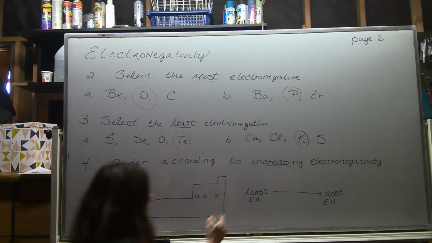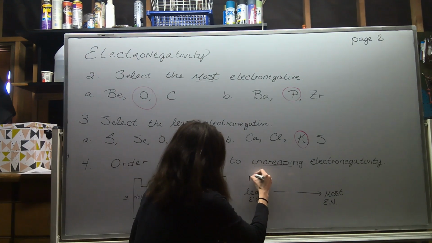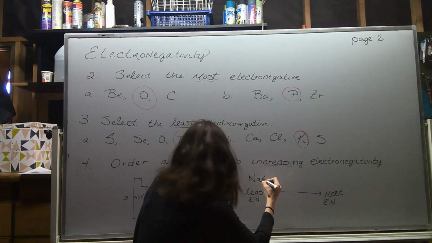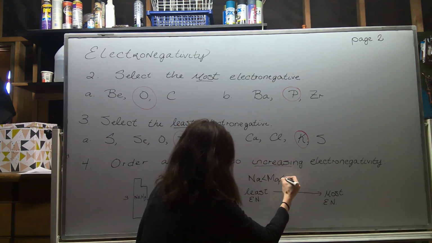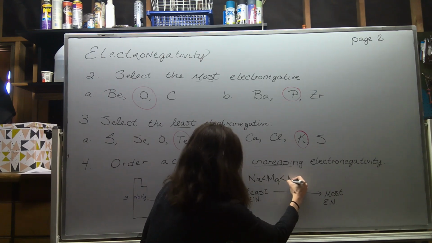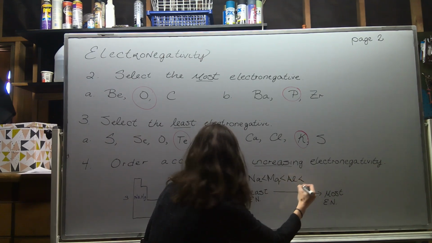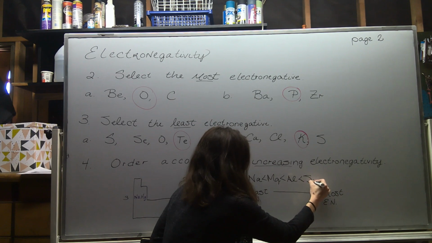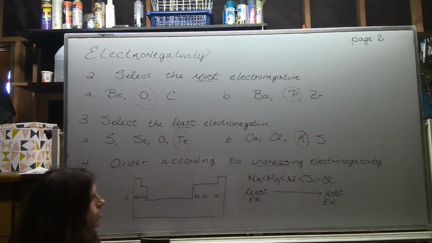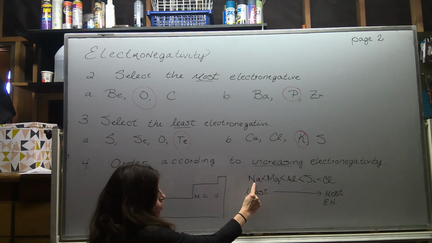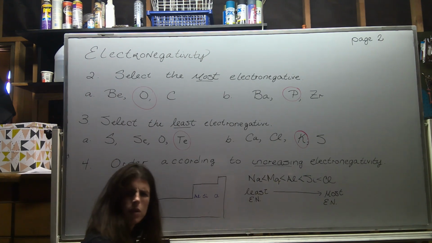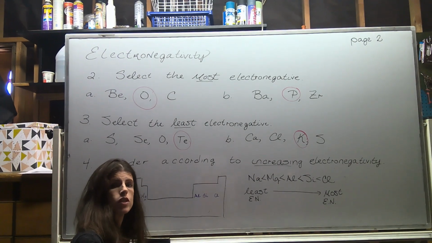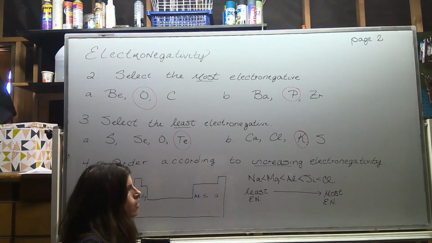So I'm going to list them out. The least is sodium. And then the magnesium is a little bit bigger than that. And then we have aluminum, silicon, and chlorine. And so I put sodium is less than magnesium, which is less than aluminum. And sometimes you'll see that kind of notation as well, just to start feeling comfortable with it.